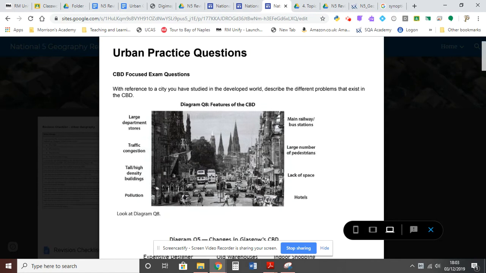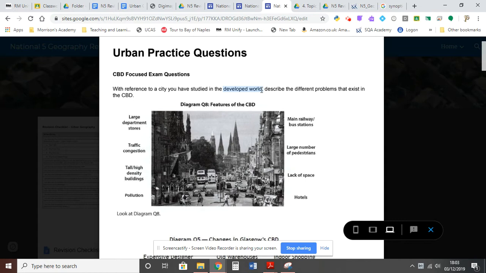There's really kind of two questions that you're going to see. What are the problems? And that's this first question. And what are the possible solutions to the problems? And I'll talk more about that in detail. So let's look at this particular question here. With reference to a city you have studied in the developed world, and that's kind of important because that means straight away you're going to talk about Glasgow.